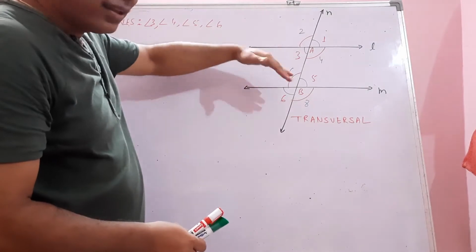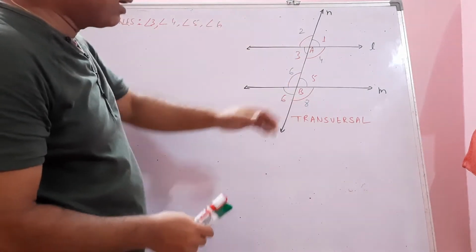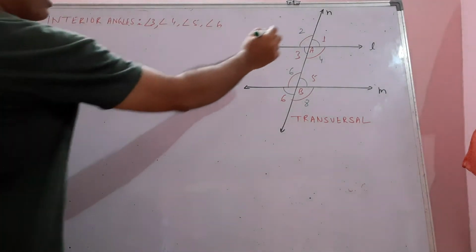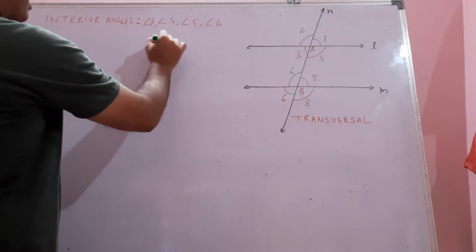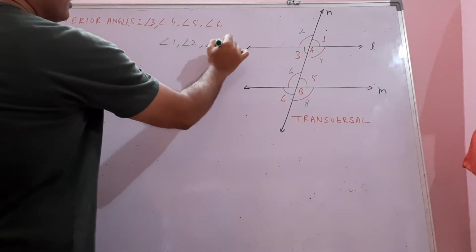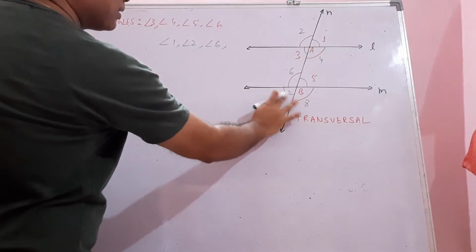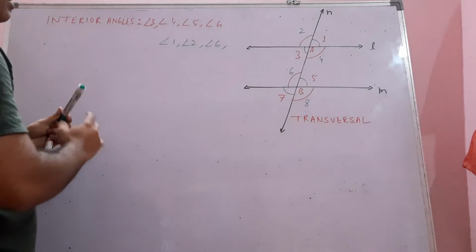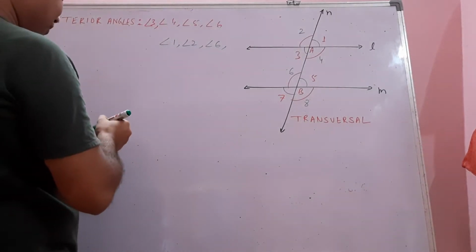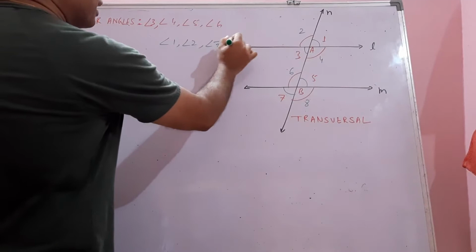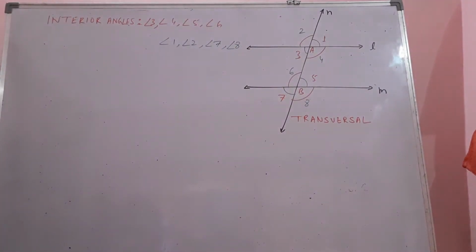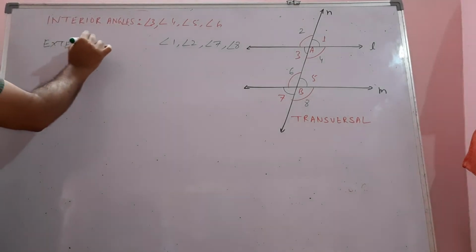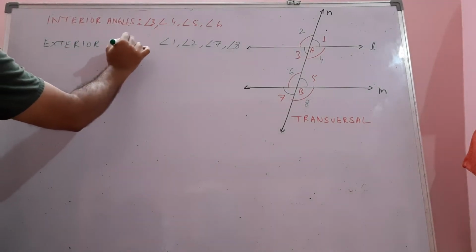Okay, now outside the lines, above L, below M, some angles are formed. What are those angles? They are angle 1, 2 and, sorry, this is not 6, it is 7 and 8. Angle 1, 2, 7 and 8. These angles are formed outside the lines, so they are called exterior angles. Okay, exterior angles.